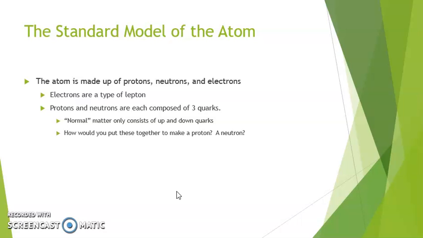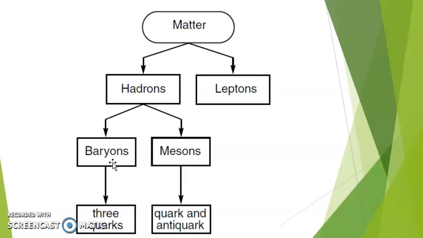So the Standard Model for the atom, like we've been saying for years, is made up of protons, neutrons, and electrons. Electrons are a type of lepton. There are more types of leptons than just electrons, but they are a type of lepton, which means they are an elementary particle. Electrons cannot be broken down any further. Protons and neutrons are each composed of 3 quarks, which means they are baryons, which is a type of hadron. So protons and neutrons are both baryons and hadrons.